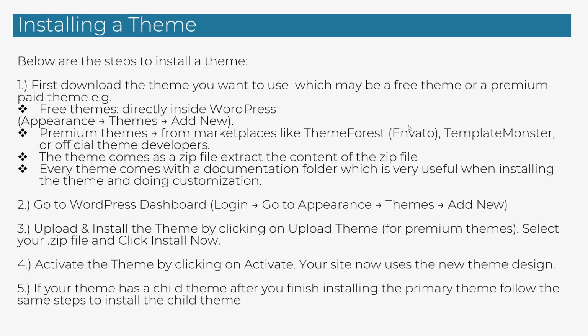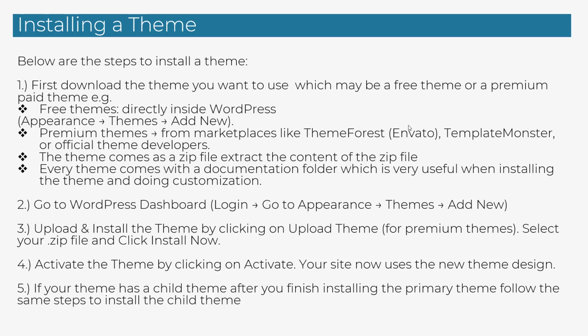For premium themes, you need to purchase them from a marketplace like Theme Forest, Template Monster, or any other official theme developer. The theme comes as a zip file, so you need to extract the content of the zip file. Every theme comes with a documentation folder, which is very useful when installing the theme and doing customization.